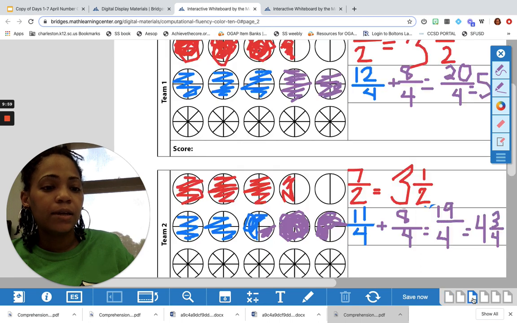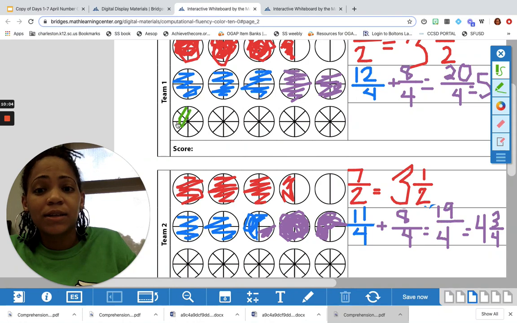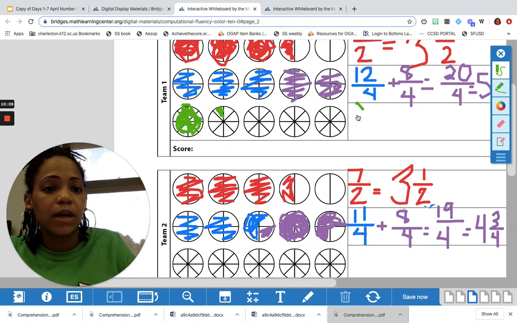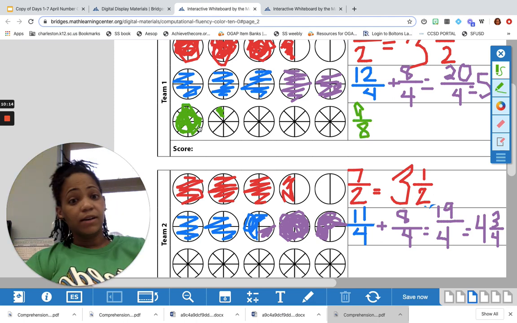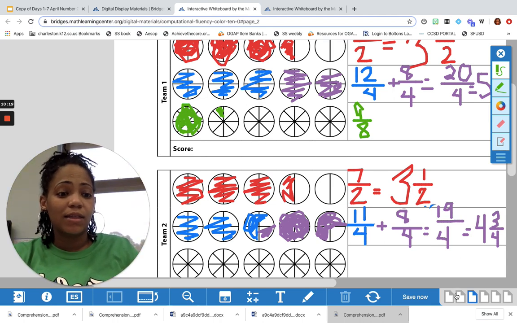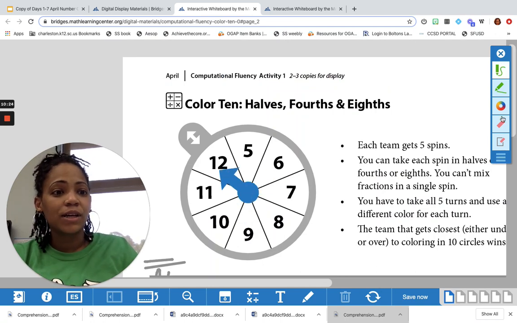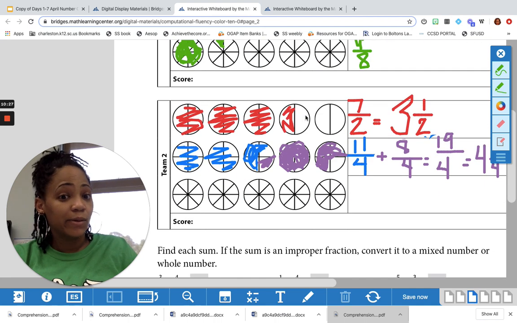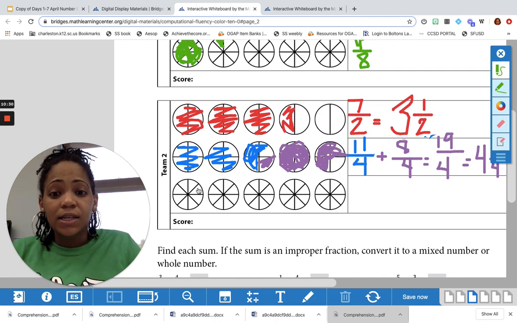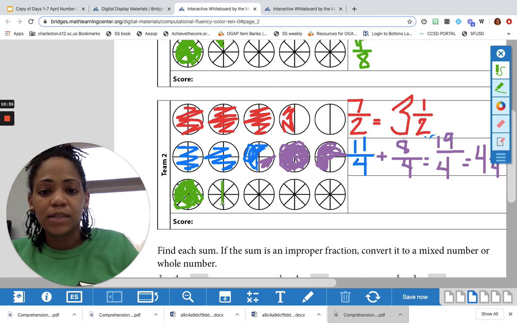All right, so I get 9. My only real choice is to color in 9/8 here, so that's 1 whole and then another 1/8. 9/8. And I could change it to a mixed number, but I'm going to hold off for now because I know I have one more turn and it looks like I'll probably only color in 8ths. So I got 1 and 1/8. And then you guys get 12. So the only thing you can color in is 12/8. So that's 8/8 plus another 4/8.